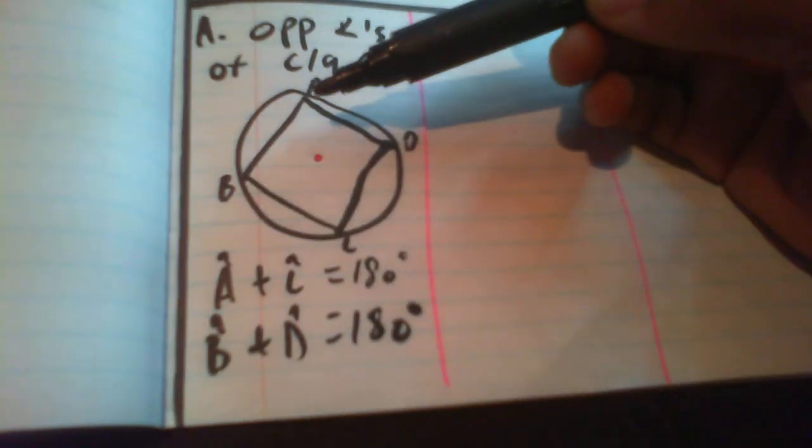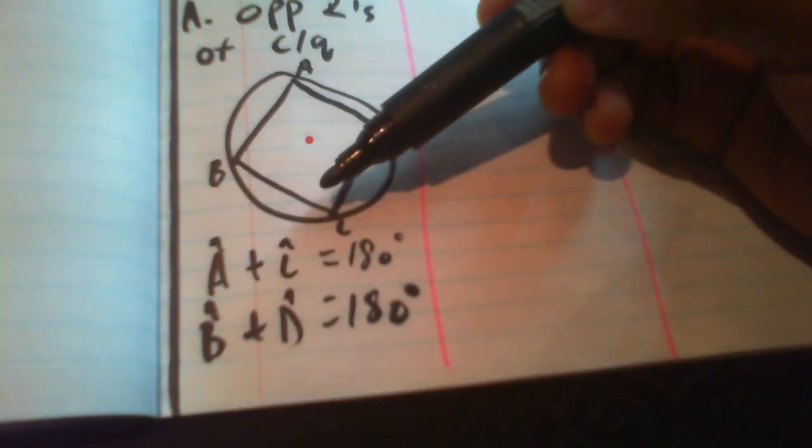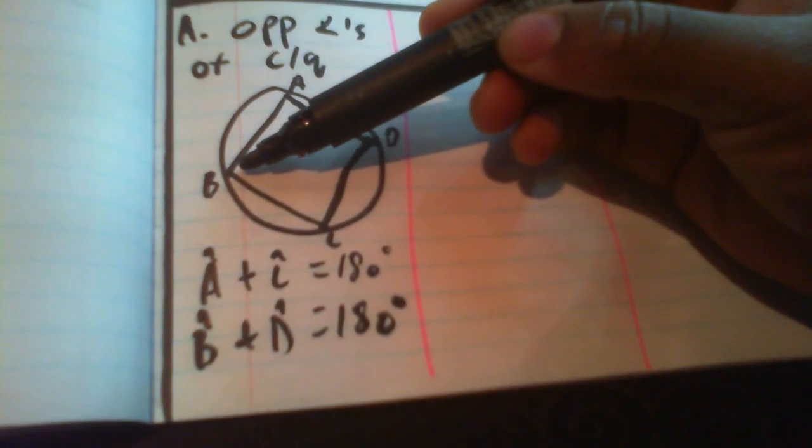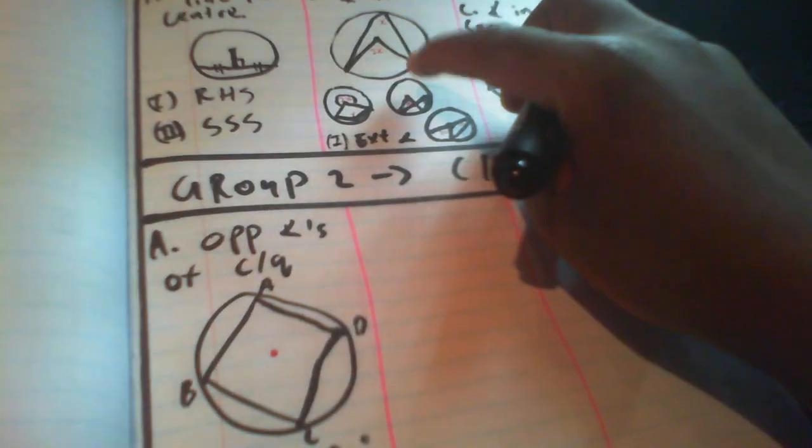So you can prove, if you want to, that A plus C equals 180 degrees, or you can prove that B plus D equals 180 degrees. Does not matter which one you want to start with. We'll do the proof. But now remember, in the proof we are going to be using the angle at center, which is the theorem we already have there in group 1. And the next one is the exterior angle of a cyclic quad.